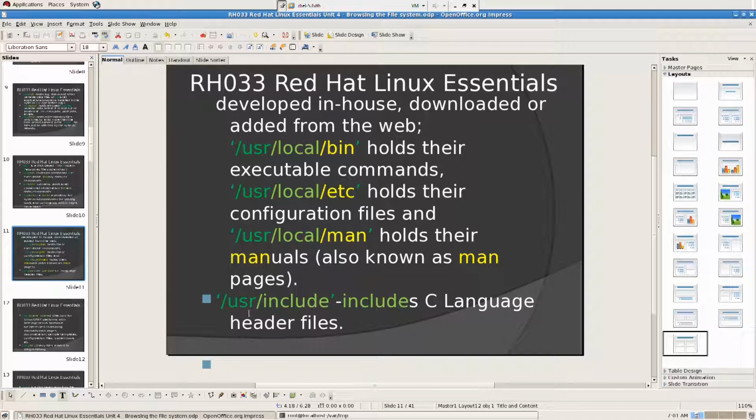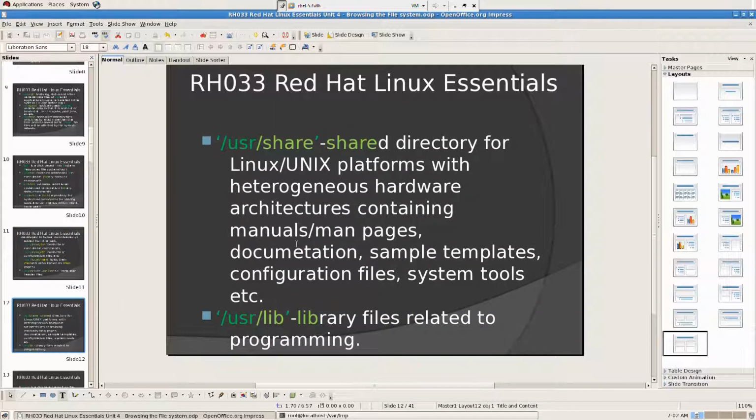Then under /usr you have include. It includes C language header files. Those of you who are C programmers and developers will use it a lot. And then we have /usr/share. This is a shared directory for Linux and Unix platforms with heterogeneous hardware architectures, containing manuals, man pages, documentation, sample templates, configuration files, system tools, etc. As the name suggests, and as I told you earlier, Linux will be compatible with Unix platforms, and the hardware compatibility and all those documentation, sample templates, and configuration files that make it possible will be here.